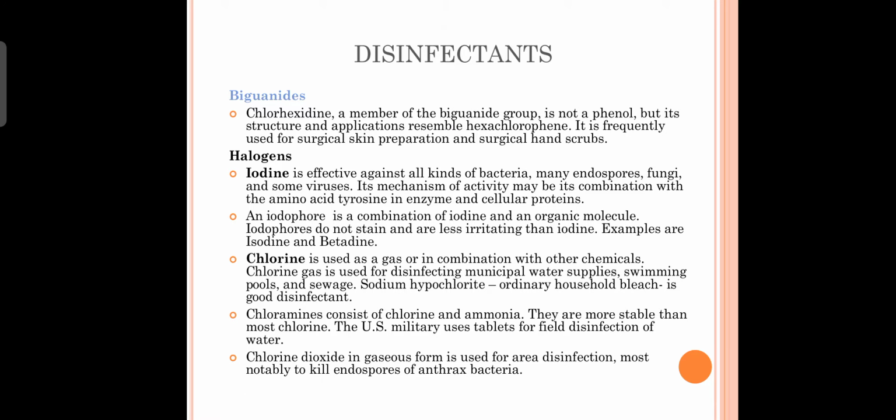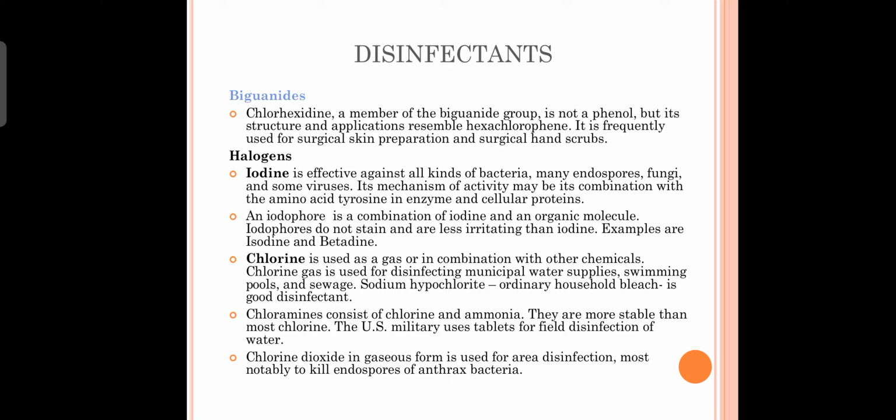Next disinfectant is biguanides. It is chlorhexidine. A member of the biguanide group, it is not a phenol, but its structure and application resemble hexachlorophene, and it is frequently used for surgical skin preparation and surgical hand scrub. So it is not a phenol, but the structure is similar. Surgical skin preparation means that during any operation, before shifting the patient to the OT, we have to do a skin preparation of the area they are going to operate on. That area can be cleaned with these liquids.